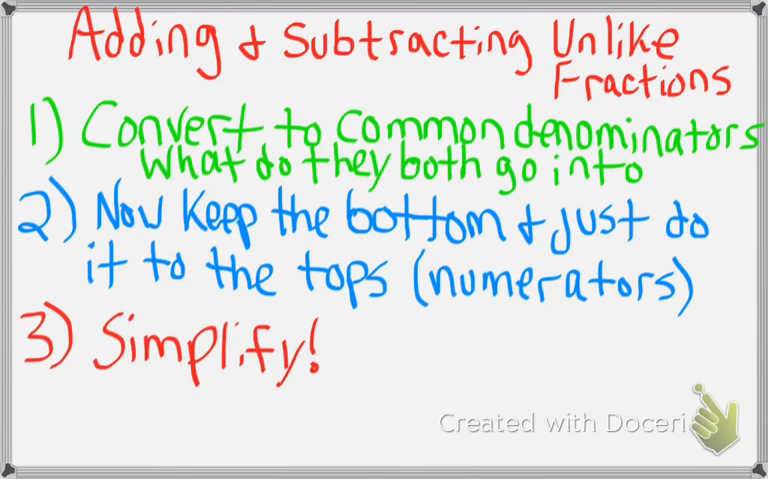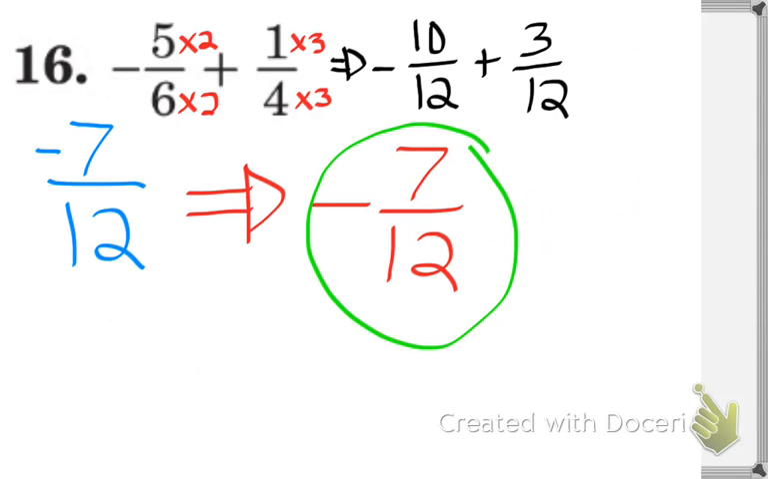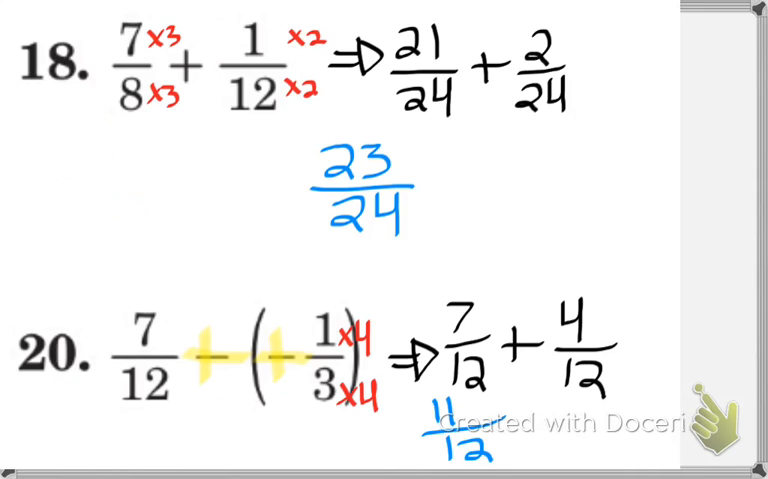And then we talked about the steps, what to do when you have unlike denominators. You're going to convert them to common denominators, and when you do that, you're going to ask yourself, what do they both go into? And once you do that, you keep the bottom number just like you did for these examples, and you just do the operation to the tops, and then simplify your final answer. We then did a variety of examples for each of those. And then you're able to check yourself. So make sure that you now have a variety of examples helping yourself with adding and subtracting unlike fractions.